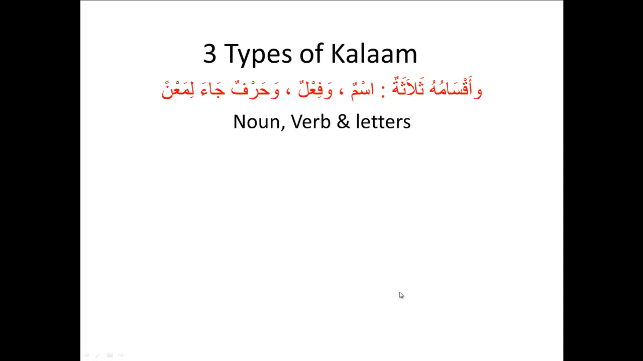Now everything that is spoken, written, communicated is not outside these three things. They are ism, fi'l and harf jaa li ma'na. So a noun, a verb and a letter that comes with a meaning. Jaa li ma'na has its own condition. So noun, verb and letters, these are the things that the Arabic language has. There isn't a fourth type in the Arabic language. Only a noun, verb and letter.